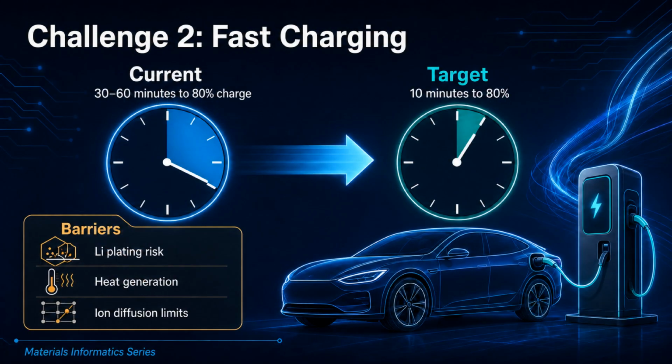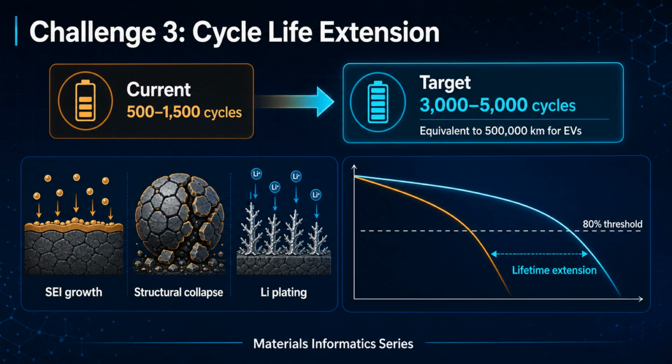Charging time is a major barrier to EV adoption. Current batteries need 30 to 60 minutes to reach 80% charge. The target is 10 minutes, which would match gasoline refueling convenience. But fast charging causes problems. Lithium plating on the anode risks internal shorts, heat generation accelerates degradation, and ion diffusion simply can't keep up at very high currents.